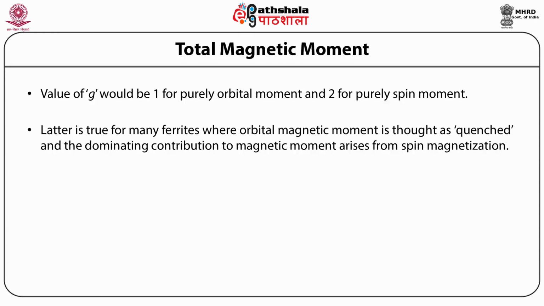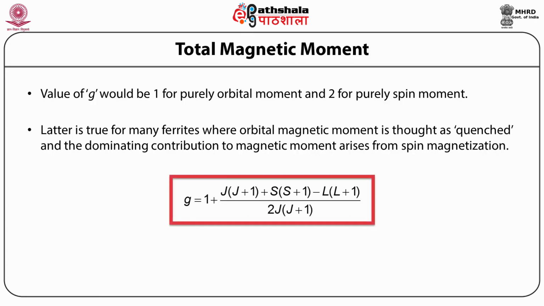Now, the value of g can also be evaluated by L, S and J, and it is given by g is equal to 1 plus J multiplied by J plus 1 plus S multiplied by S plus 1 minus L multiplied by L plus 1, the whole divided by 2J multiplied by J plus 1.